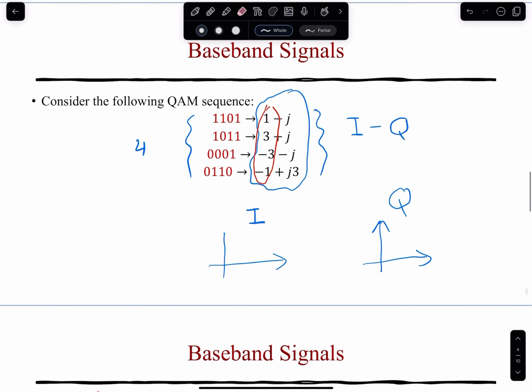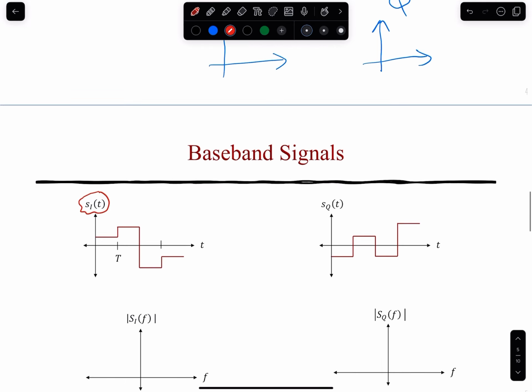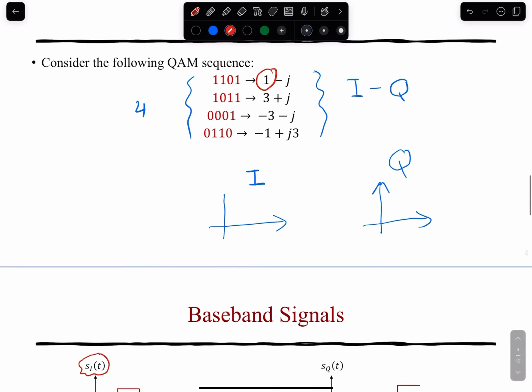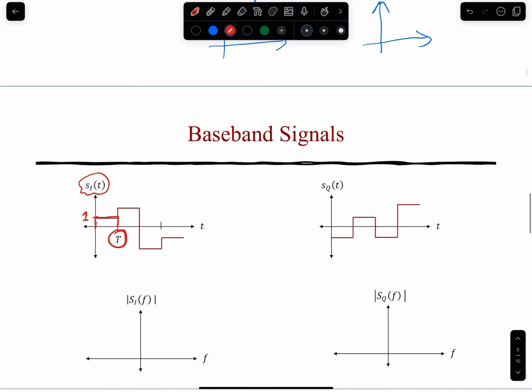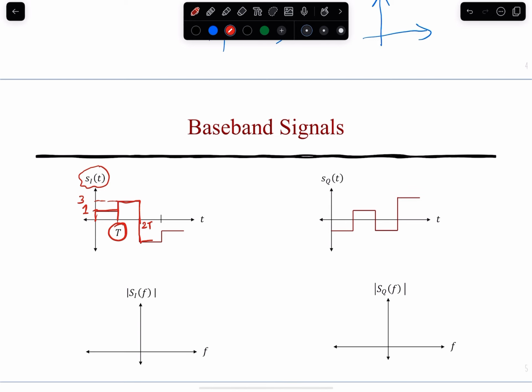For example, the first pulse has a value of 1. So this is a pulse that has a value of 1 and duration of capital T, and this is the pulse duration. Then the second pulse is going to be 3. So this is a pulse that has a value of 3 and duration of T as well. So this is going to be 2T. Then the third pulse is going to be -3, and the fourth is going to be -1. So this is the third pulse over here, and it has a value of -3. And this is the fourth pulse with a value of -1.